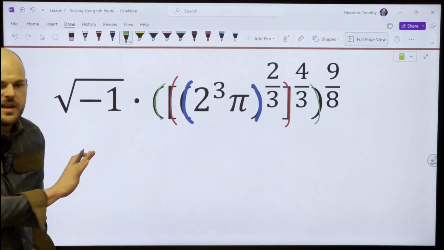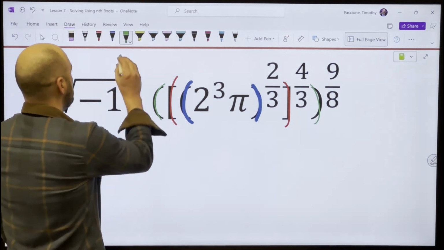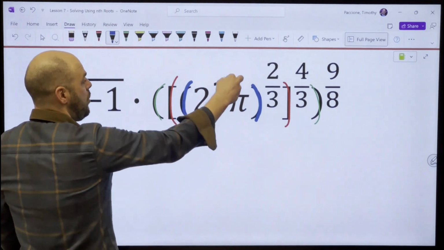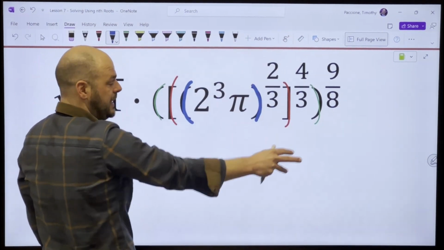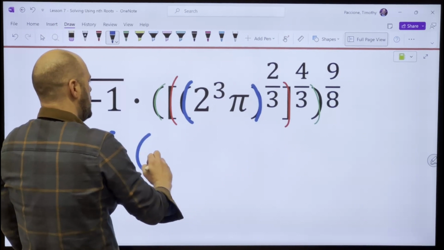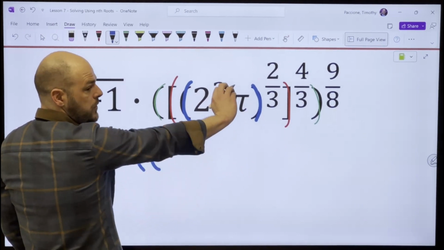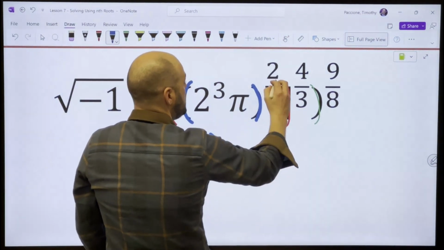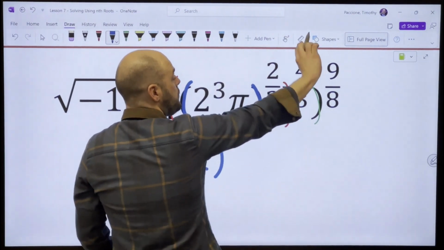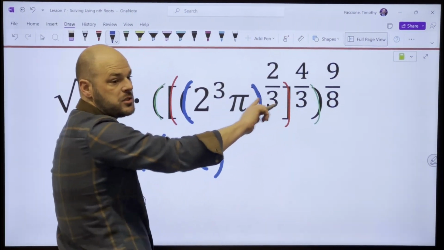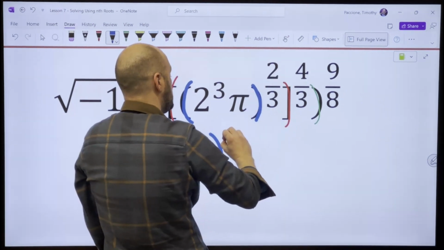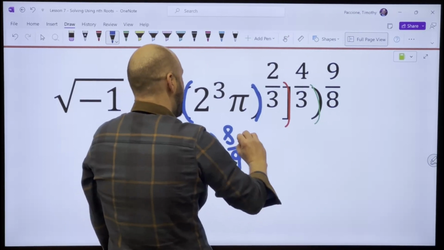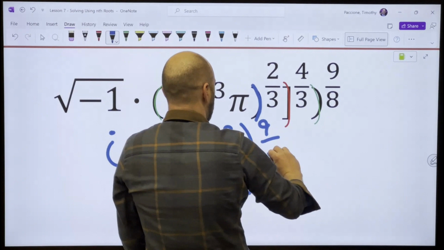Okay, first of all, square root of -1 is what? i. So let's make that i. Let's just get that ugly thing out of here. All right, and then we got all this stuff, but we're just going to worry about power to a power one at a time. So what is 2 to the 3rd? 8. So I'll just say 8 pi, and then 2 to the 3rd to the 4 to the 3rd, you'd multiply those. 2 times 4 is 8, and 3 times 3 is 9. And then that's being raised to the 9/8.